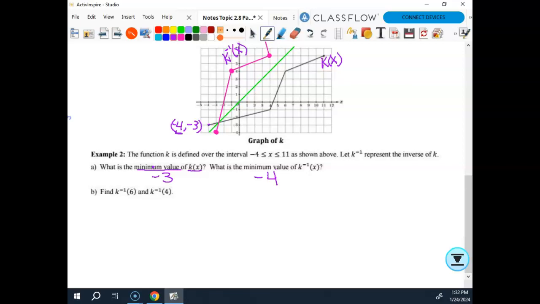All right, so then what is k inverse of 6? 11, okay? K inverse of 6, so on my k inverse graph, if I go to 6, I'm supposed to be at 11, which is off the graph, and I can't get there, and I think my thing looks weird anyway. I didn't even graph it right, but it's okay. Then what is k inverse of 4?